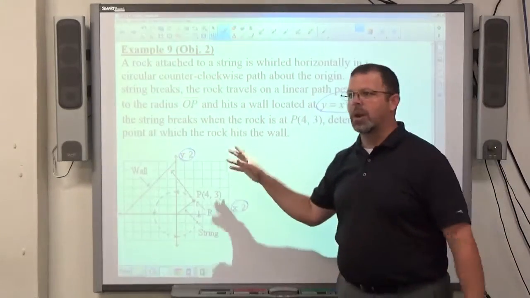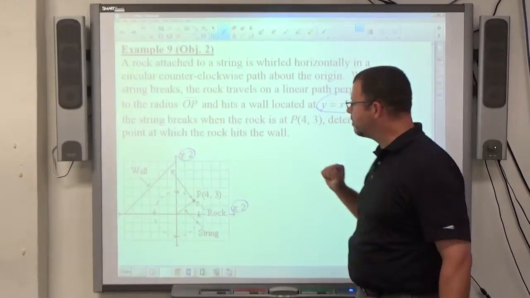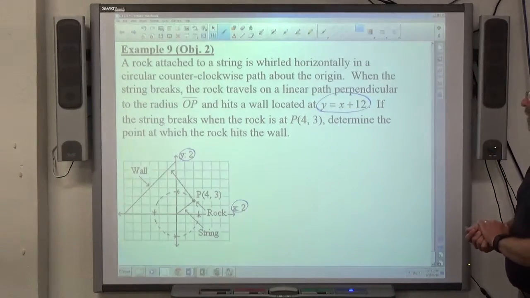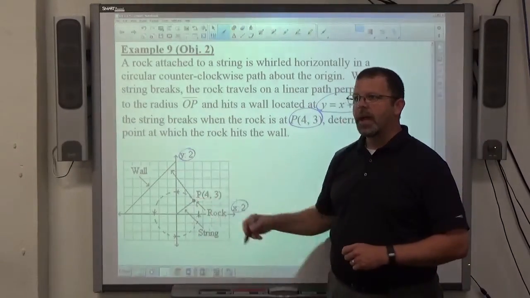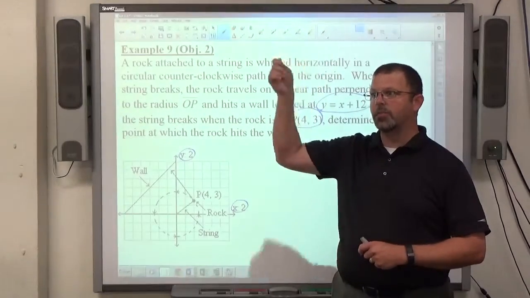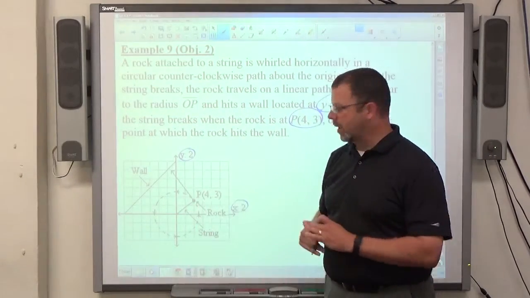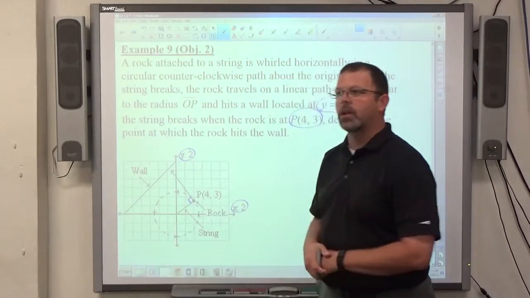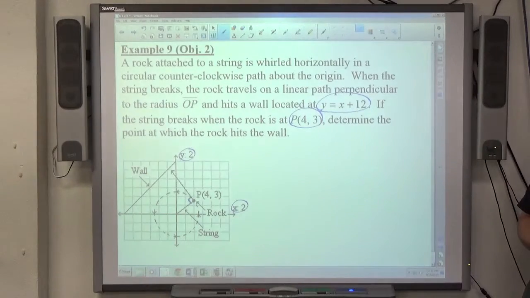But every time we do this, we're going to have the person flinging a rock at a wall, and the wall is going to have some linear equation. All right. The string breaks when the rock is at the point 4, 3. So right here is where the string breaks. And by the physics of the problem, if you're whirling a rock horizontally around your head with a sling and the string breaks, the rock is going to go perpendicular to the radius at that point. So I know that the string and the path of the rock are perpendicular to one another, just based on regular physics. You can always make that assumption on this problem.